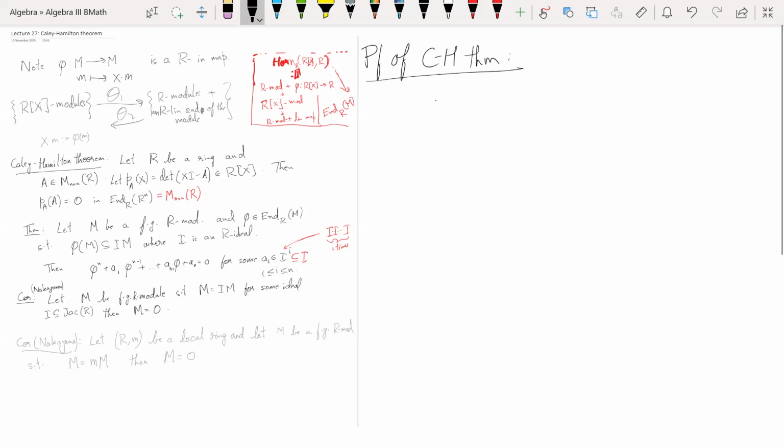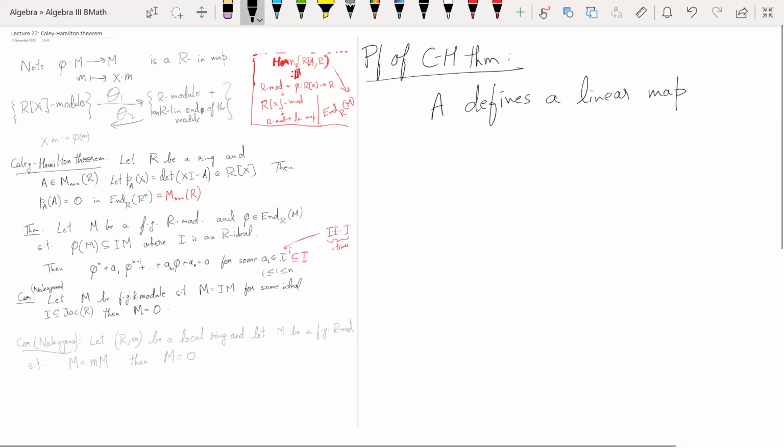So A defines a linear map from R^n to R^n. Maybe I'll give a name to the elements of this matrix A, so a_ij, let's say. So we'll fix a basis, and that's when we can give this matrix. The basis is the standard basis. So where does, let's say, e_k go? It depends upon whether you act on left or right, but maybe I'll just write a formula. e_k will go to the sum of a_ki e_i.